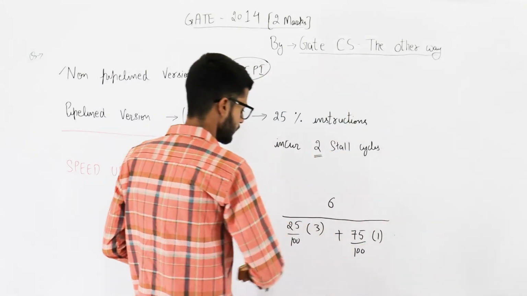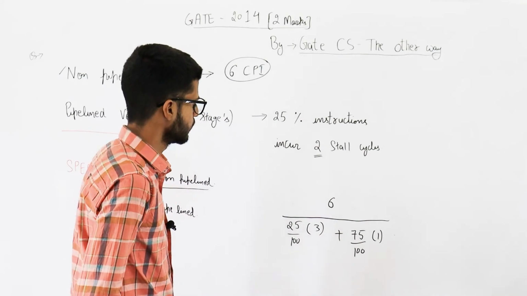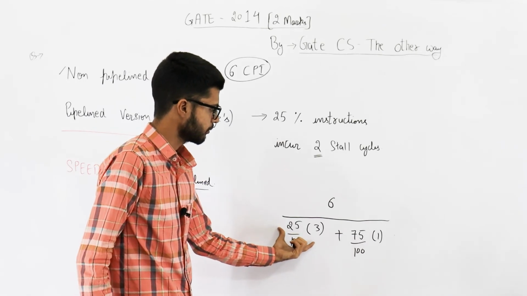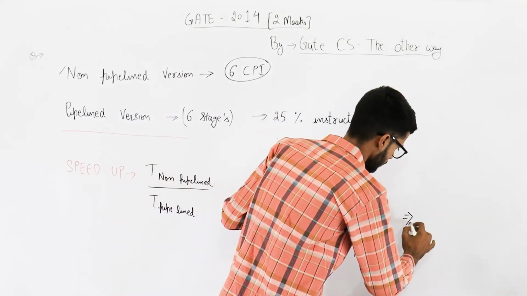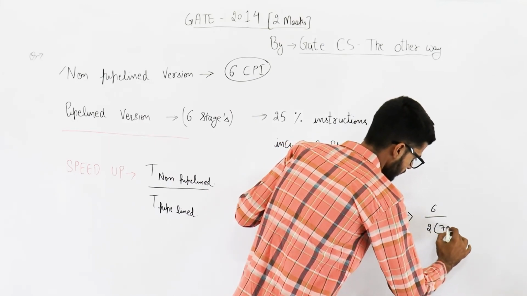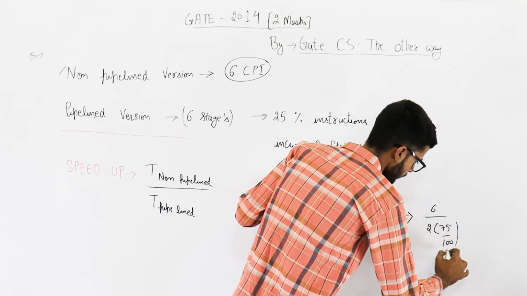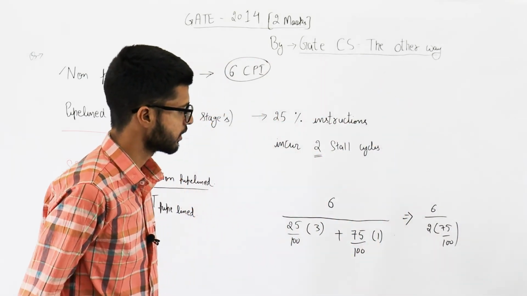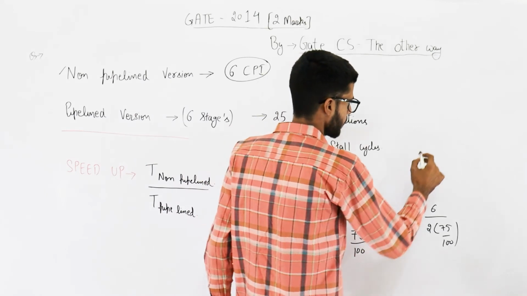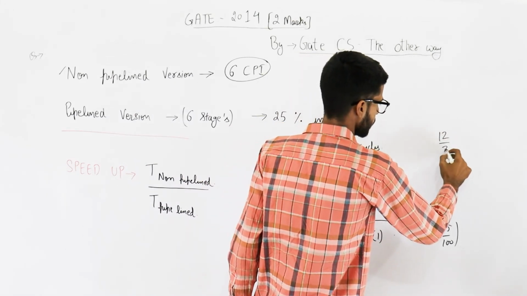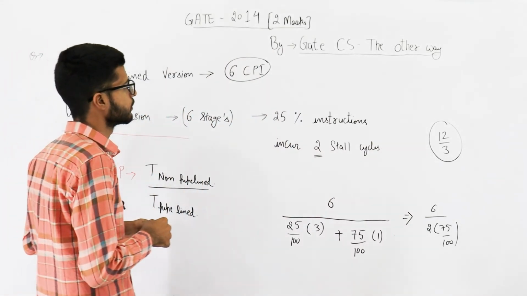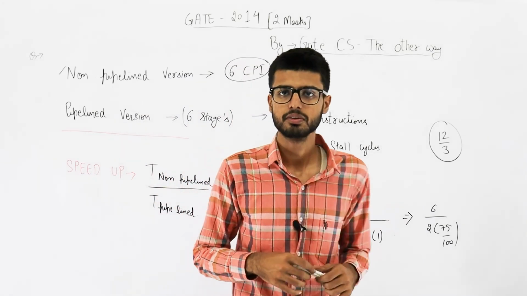Anyways, you just solve this and you will get your speedup. Let me do that. 25 into 3 is 75. Okay, so 75 by 100 plus 75 by 100. This comes out to be 6 upon 2 times 75 by 100. So this is 75 divided by 50. And this will be 12 by 3. Yeah, so your speedup is 4. Okay, so the answer to this question is 4, and I hope to see you in the next videos also.